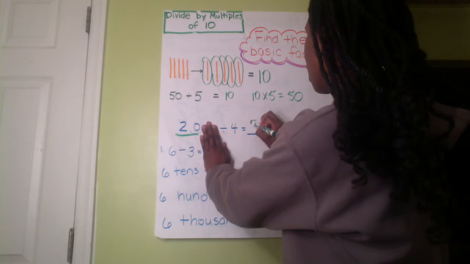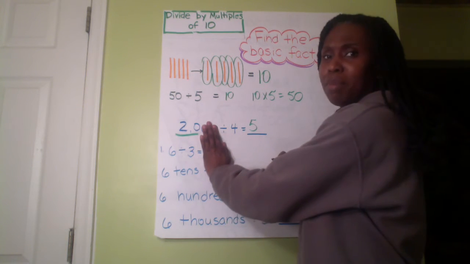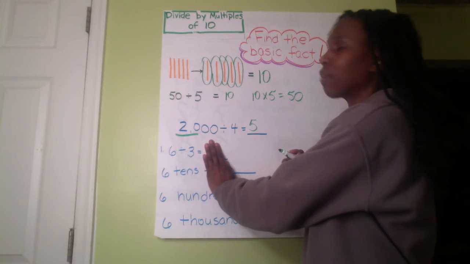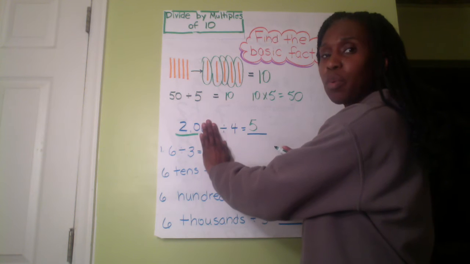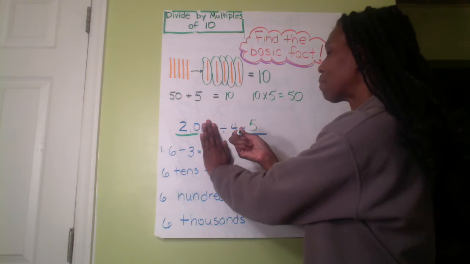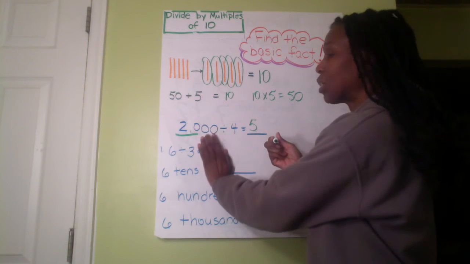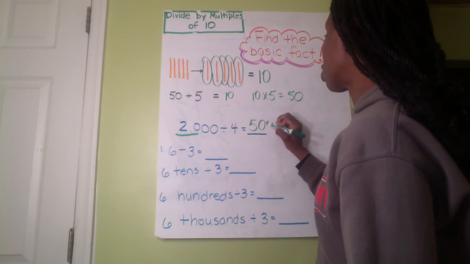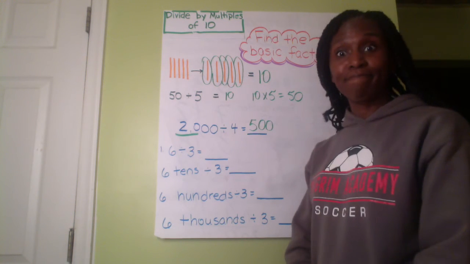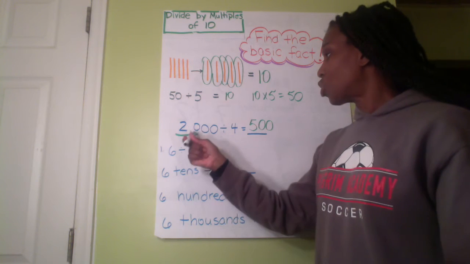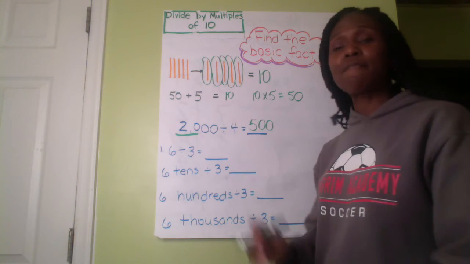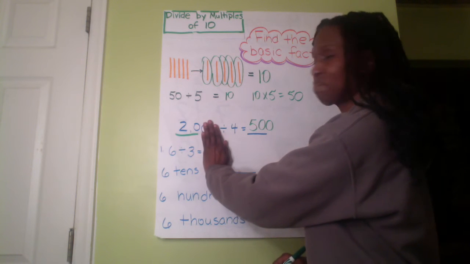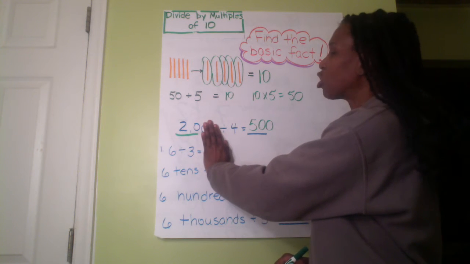Right, equal to 5. Okay, but Mrs. Smith, the original problem was 2,000 divided by 4. Yes, that is true. So this is what we're going to do. 20 divided by 4 is 5. And you know what we do with these two zeros right here? We're just going to add them to the end. That's it. 2,000 divided by 4 is 500. If we can find the basic fact, we're going to be good as gold.